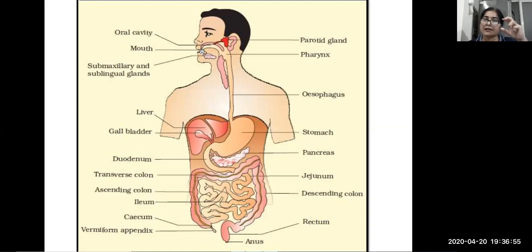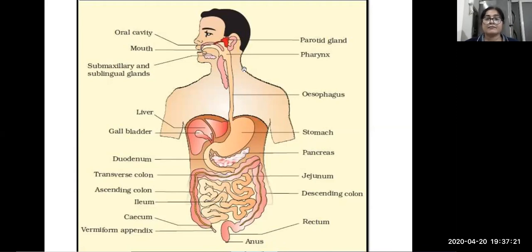Anteriorly, it starts from our mouth, and posteriorly this tube ends in a pore-like structure that is known as the anus. In an adult human being, the length of this alimentary canal is approximately 9 meters, and out of this 9 meters, 6 meters is the small intestine only. This is the longest part of our system.